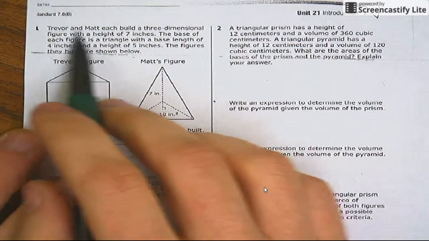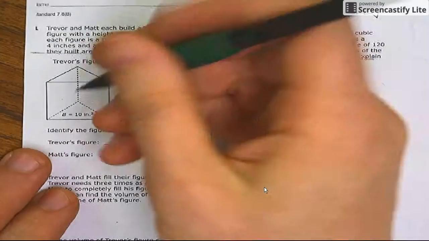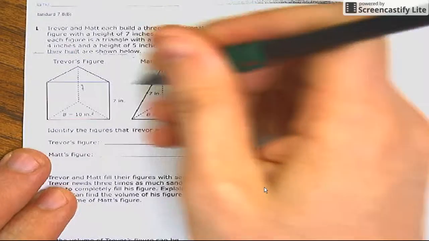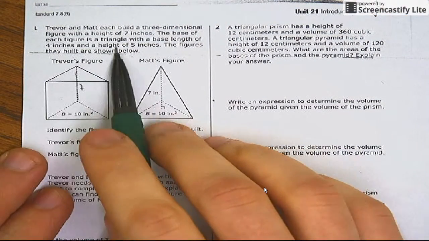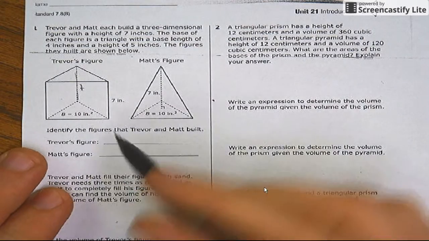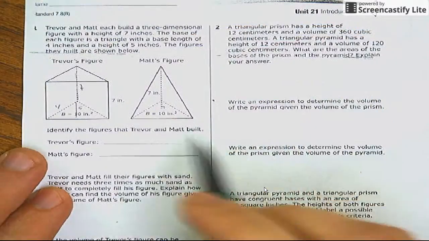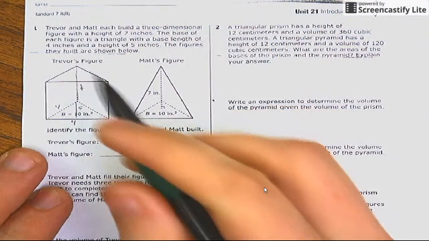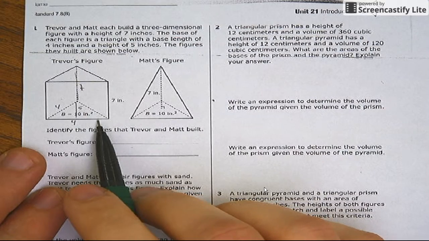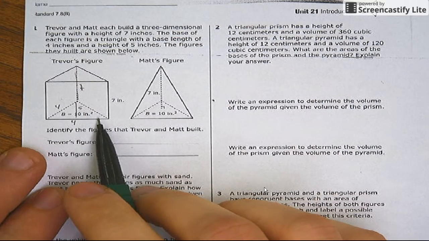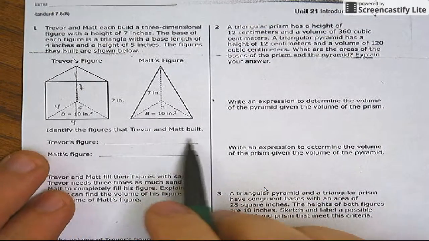Number 1 says, Trevor and Matt each build a three-dimensional figure with a height of 7 inches. Okay, so both of their figures are 7 inches. The base of each figure is a triangle with a base length of 4 inches and a height of 5 inches. Okay, makes sense. That's 5, that's 4. No, that's 4. The figures they built are shown below. Okay. Identify the figures that they built.